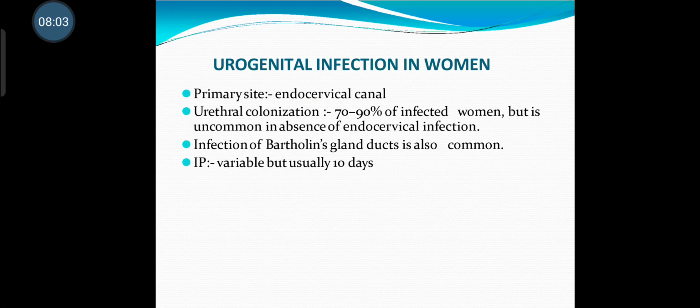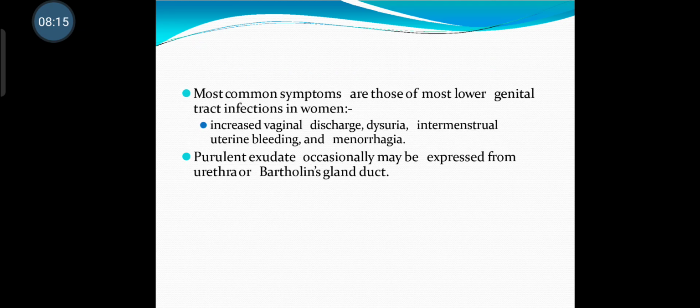Infection of Bartholin's gland duct is also common. The incubation period is variable, but usually 10 days. The most common symptoms in infected women include increased vaginal discharge, dysuria, difficulty in urination, intermenstrual uterine bleeding and menorrhagia, that is menstrual bleeding. Purulent exudates occasionally must be expressed from the urethra or Bartholin's gland duct. Purulent exudate means pus-like exudates.